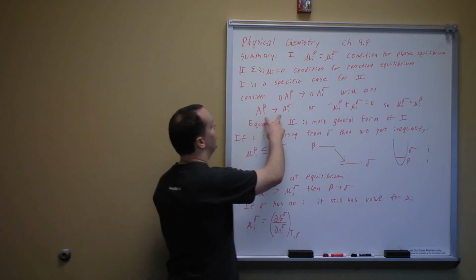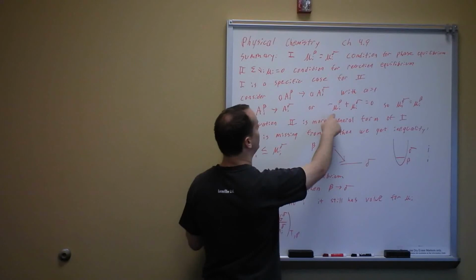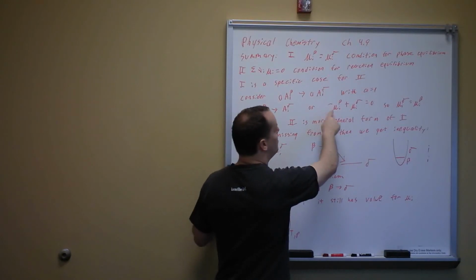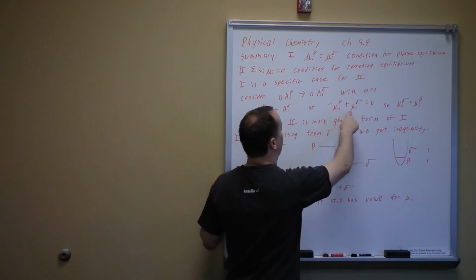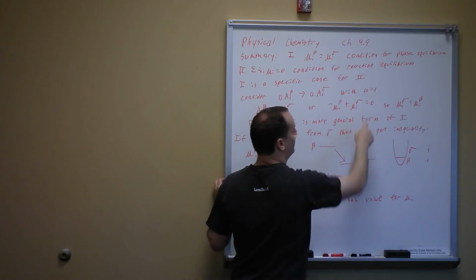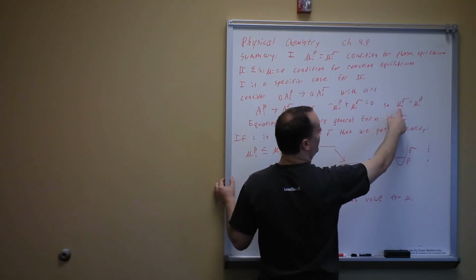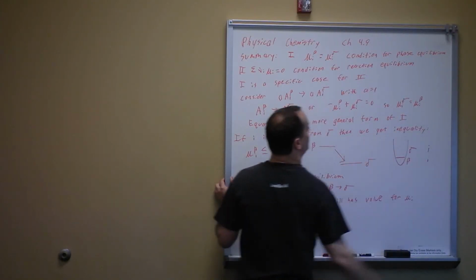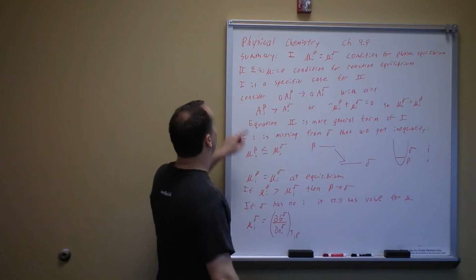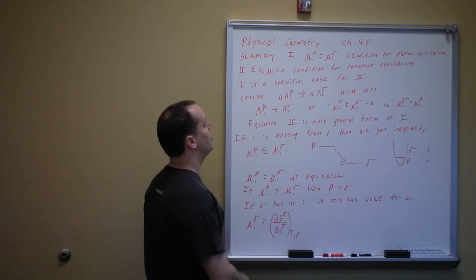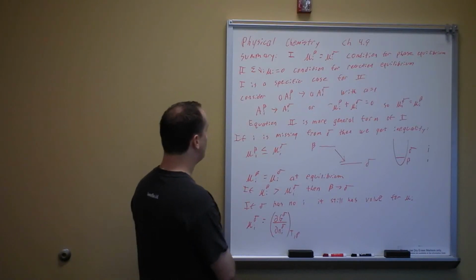Well, I don't know if you should actually call it product or reactant. It's just a substance, I. Or rewriting that so it's on the same side, you get minus mu sub I in beta plus mu sub I in delta is equal to 0. Or yet another way, we can say that mu sub I in delta is equal to mu sub I in beta. So that shows that equation 2 is really just a more general form of equation 1.